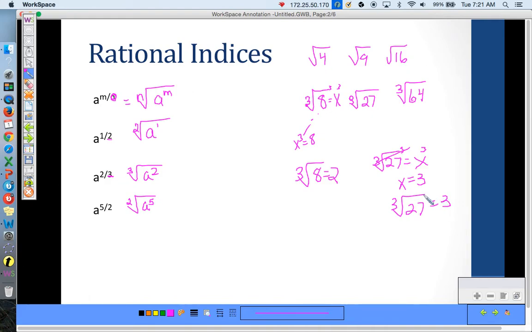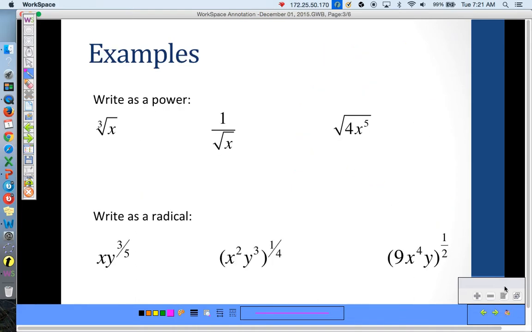And there's a couple other ones that you should know, but we'll take a look at those as we go through the notes. So if you needed to write this as a power, the cubed root, it's not to the power of 3, it's x to the 1/3. Well, this would be 1 over x to the 1/2, or if you didn't want a fraction, you could write it x to the negative 1/2.